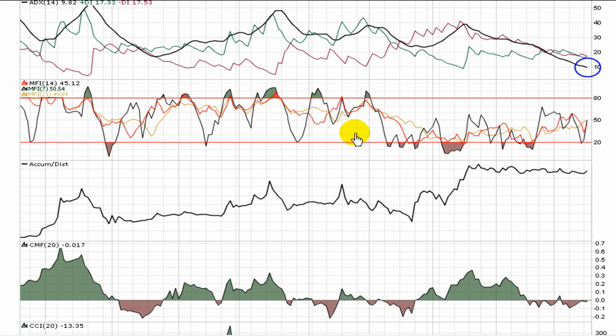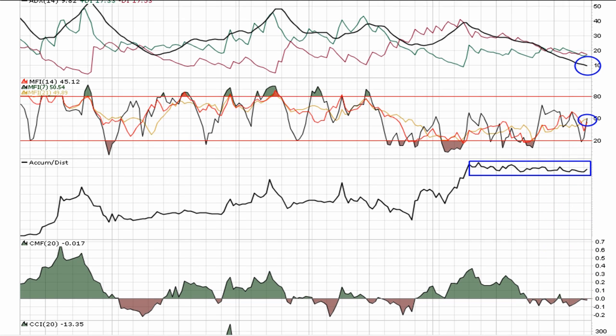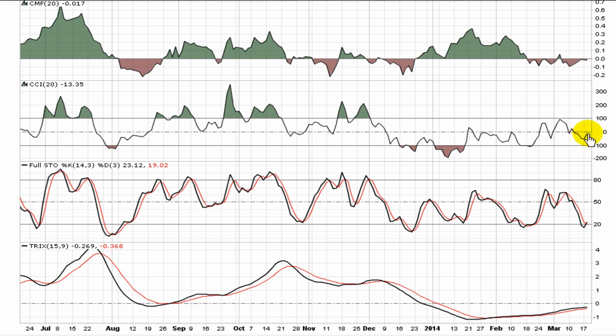Money flow index, all three components that I use, 7, 14, and 21, tucked right there at 50. Very neutral reading. The current price is just near different average levels. Accumulation distribution, running sideways. Chaikin money flow sitting right there at zero as well. Both those indicators saying that buying and selling pressure is somewhat equal. Just a lot of neutrality in these indicators, given the way the stock's been trading in a tight range now since the beginning part of February.